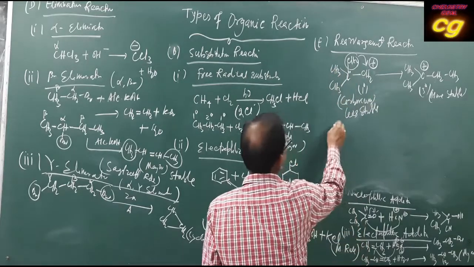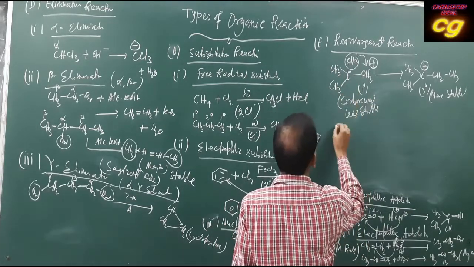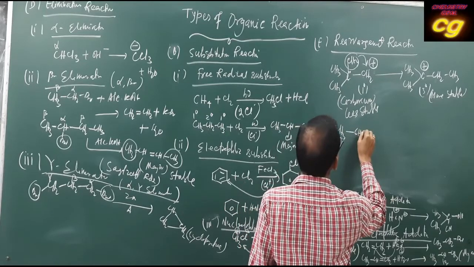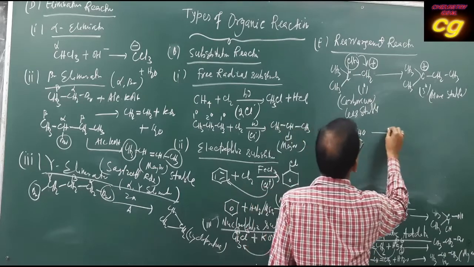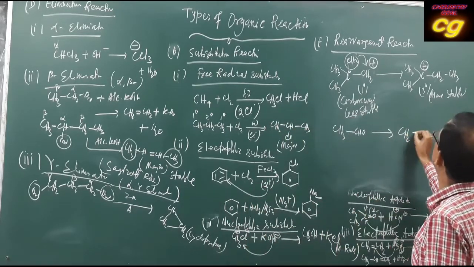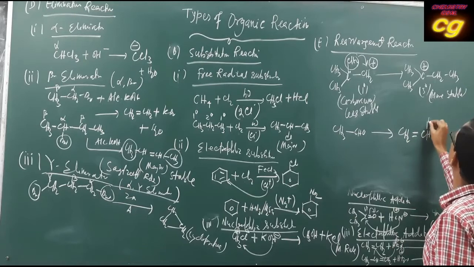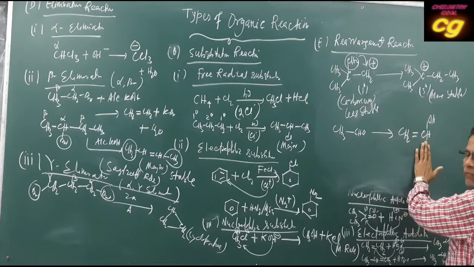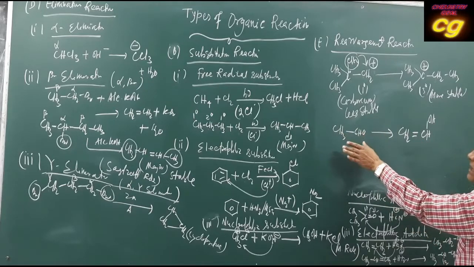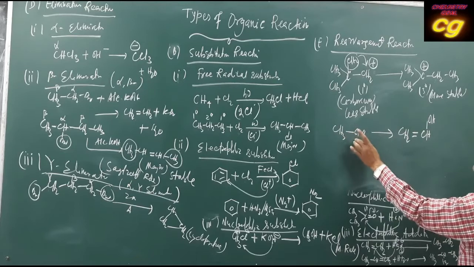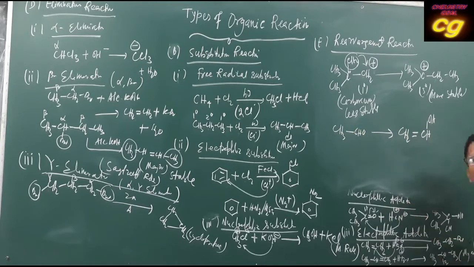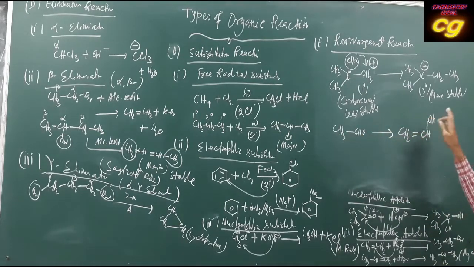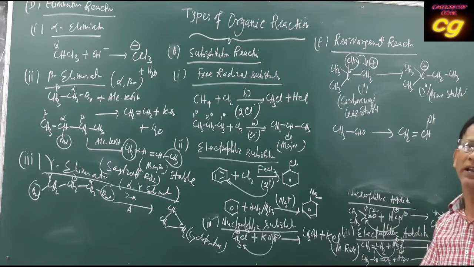Also, we can take another example. CH3CHO can be rearranged to CH2 double bond CHOH. Just see, here there is a single bond and a double bond, but the group is the same. There is no difference in the formula. CH3CHO means 4 hydrogen, 2 carbon; 2 carbon, 4 hydrogen remain the same, 1 oxygen. Only H is shifting from this position to this position. This is also one example of rearrangement.